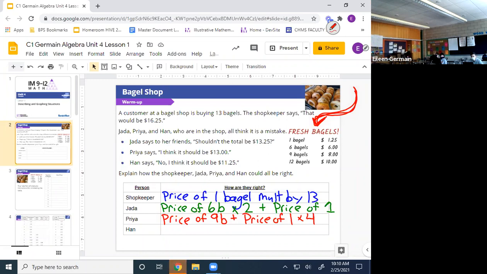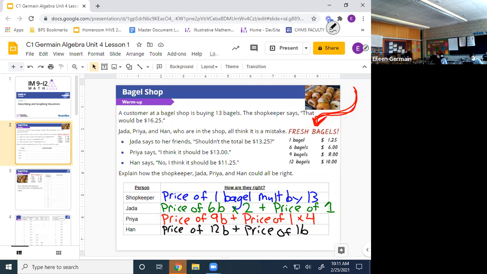I'm going to ask again. Are you guys at home following along? Are you guys in here following along? You're getting what we're doing here? Good. Now, Khan is my last friend here. He said it's only going to be $11.25. Kyle, what were we thinking for that one? He took the price of 12 bagels and added the price of 12B. So that's 12B price. And then he added the price of 1B.